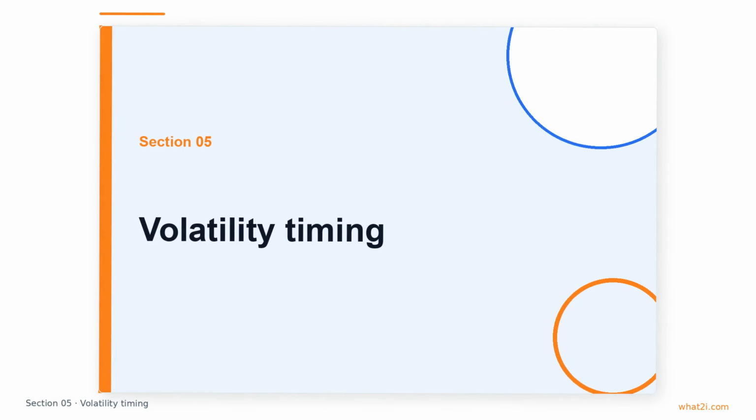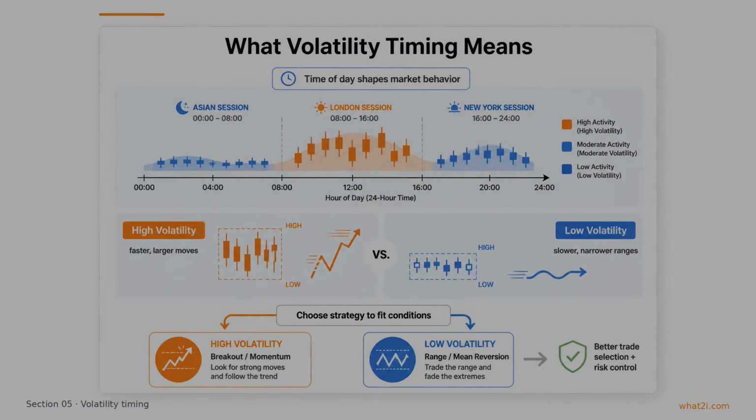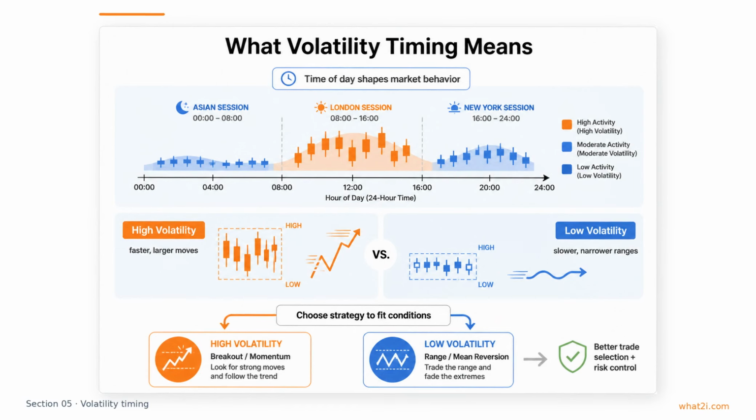Section 5. Volatility timing. Volatility timing means choosing when to trade based on how much movement the market is likely to offer. In Forex, the hour of the day often shapes behavior because different sessions bring different levels of participation and different catalysts. High volatility usually means faster and larger price moves, which can help breakout or momentum traders. Low volatility usually means narrower ranges and slower movement, which may suit range-based approaches better.